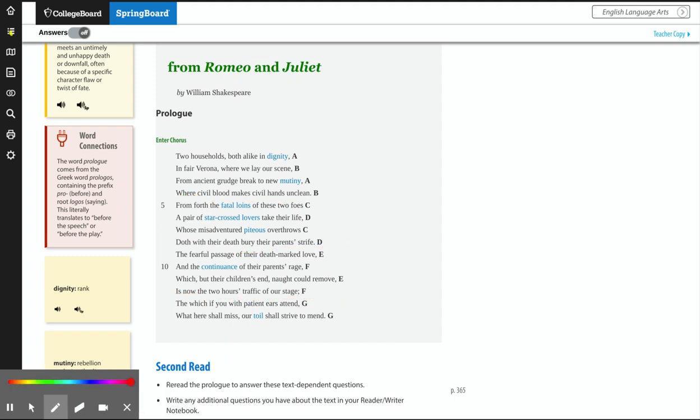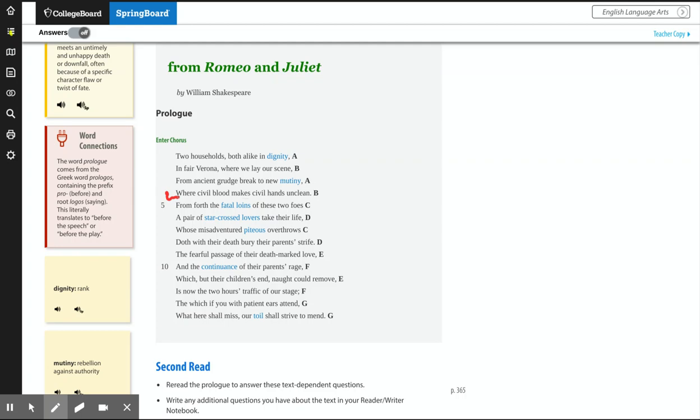Alrighty, so let's take a look at just the first quatrain. So the first 4 lines. "Two households, both alike in dignity." So households, what's in a household? Well, a household consists of members. Members of what? Members of a family. So we have 2 families, and it says they're both alike in dignity.